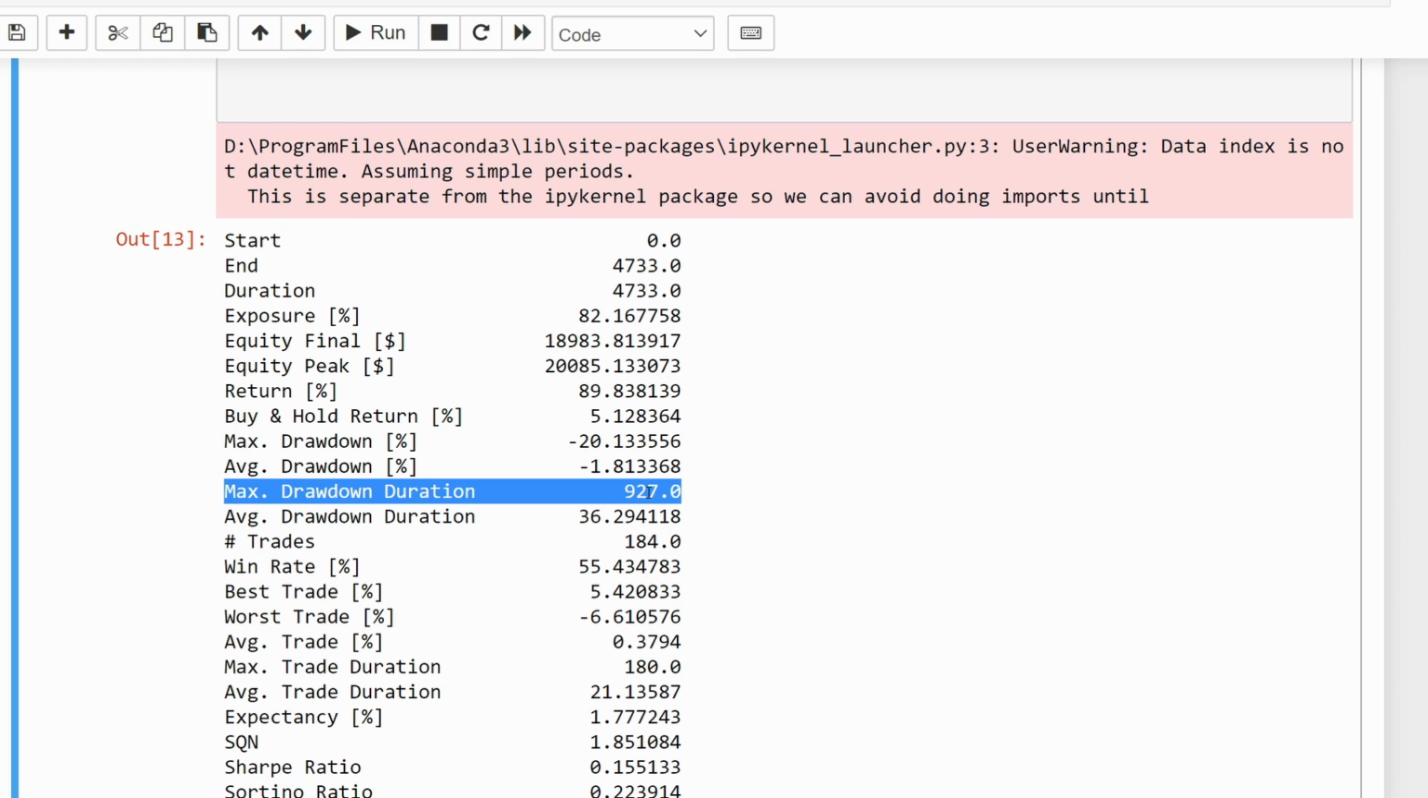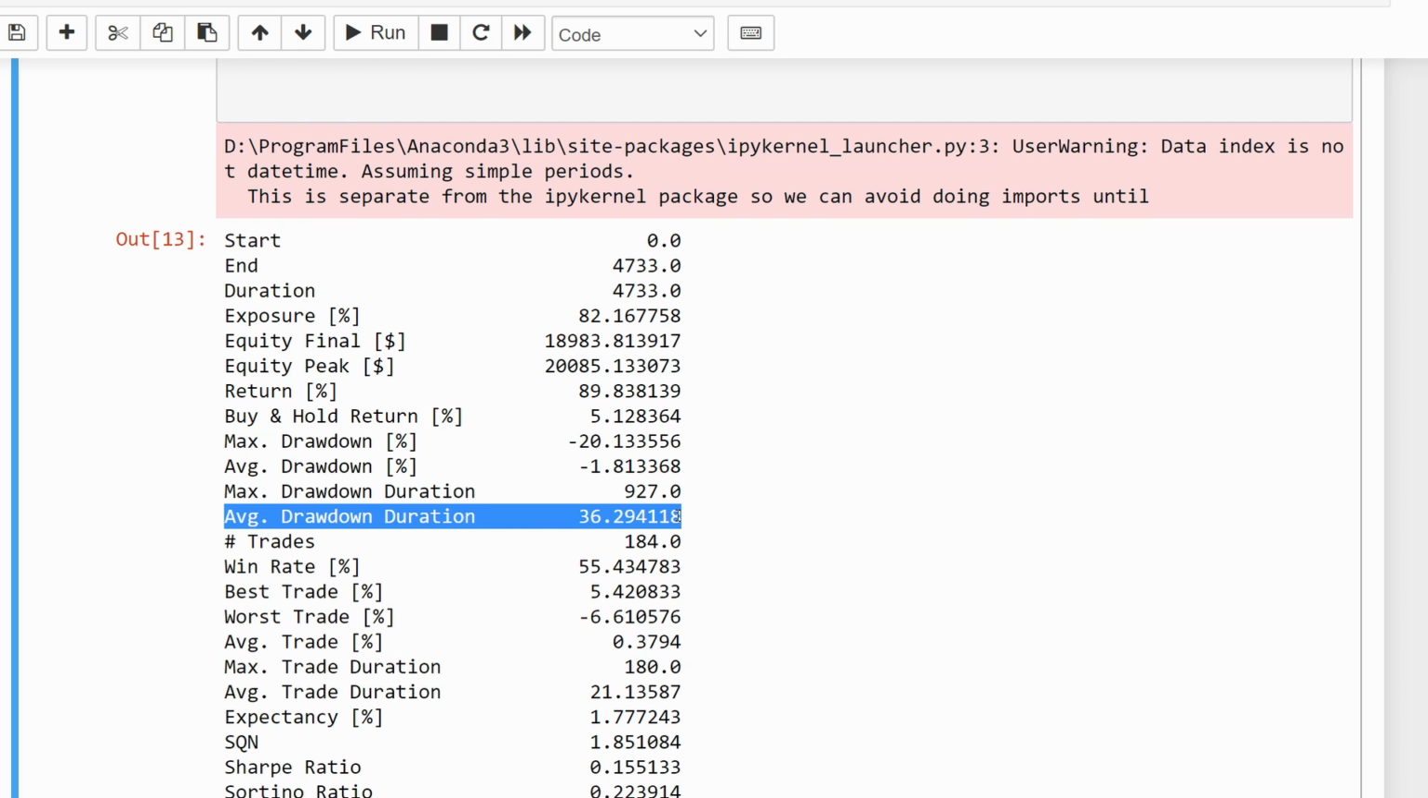The maximum drawdown duration is 927 days. This is huge. This is not good. Then the average drawdown duration is 36 days. It's okay. It's around 1 month. You are losing for a month. It's all right. You will make it up for the next month. The number of trades, 184 in total. And if you divide these by the data duration, which is almost 18 years, I think you get like 10 trades per year, so it's not much.